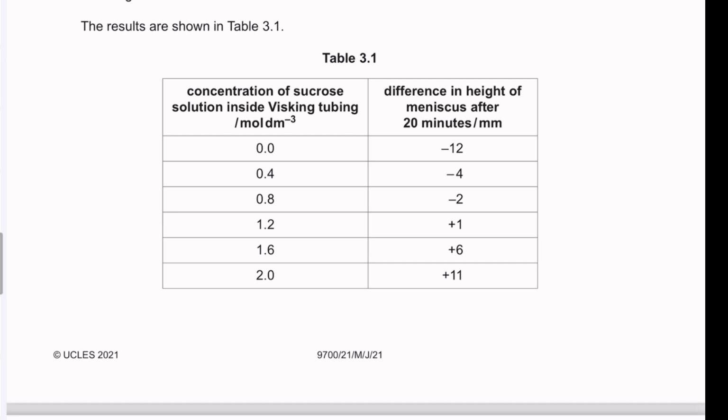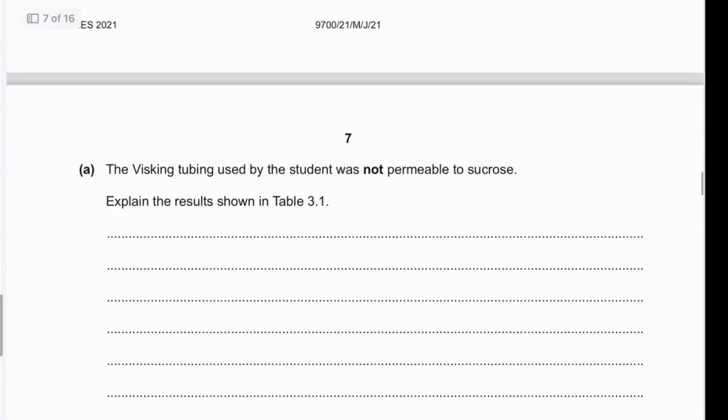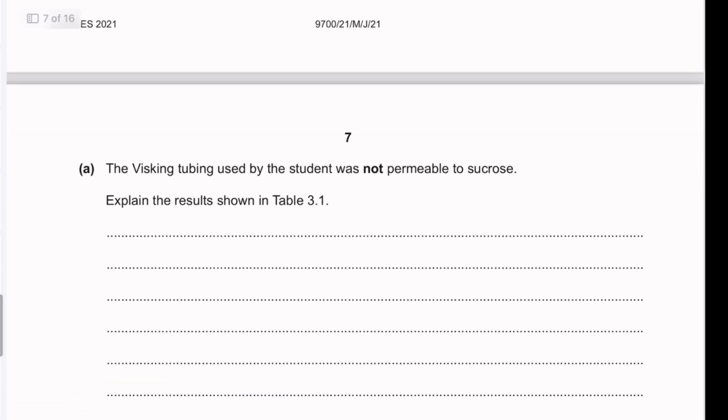Now when you increase the concentrations above 0.9, that means 1.2, 1.6, 2.0 mole per decimeter cubed, at that point you're going to have a positive difference because the water potential inside will be lower than the water potential outside, since the concentration inside is higher than the concentration outside, and therefore water will move out of the solution into the whisking tubing, increasing the water level, and thus a positive change in the water level. Okay, so let's go ahead and write down everything we just said.